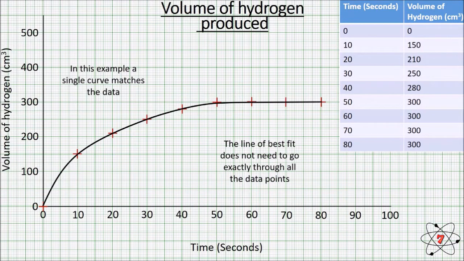Now, the line of best fit does not need to go through every single data point that you have. It only needs to show the general trend. You can have points above the curve or below the curve. And just like with a straight line graph, you'll need to have roughly an equal number of points above or below the line. Just like with a straight line graph, if you have anomalous data, ignore it. Do not include it in your line of best fit.